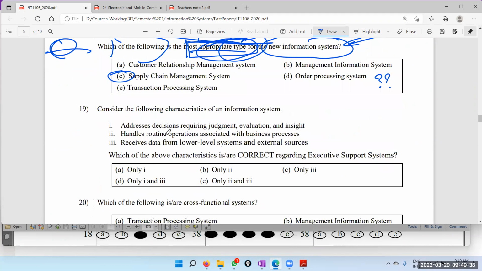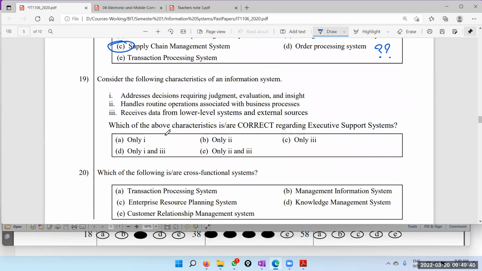Right, 19. Consider the following characteristic of an information system. Read the answer. Question. Which of the above characteristic is correct regarding executive support system? Right. So they are talking about ESS. ESS means the top managers like CEO, managing director, to help their long-term strategic decision making. We use executive support system. And it's sort of a unique system depending on the business organization. So what they ask is which characteristic is correct.